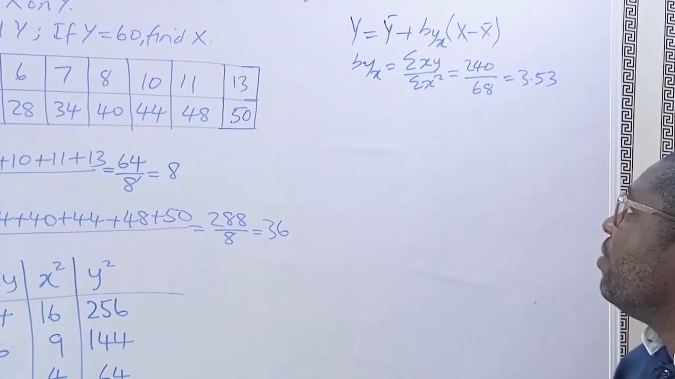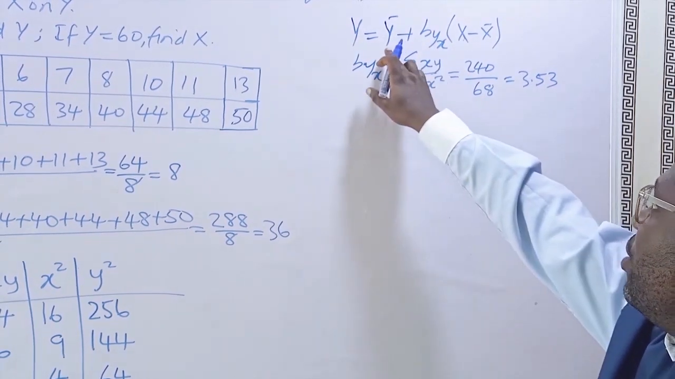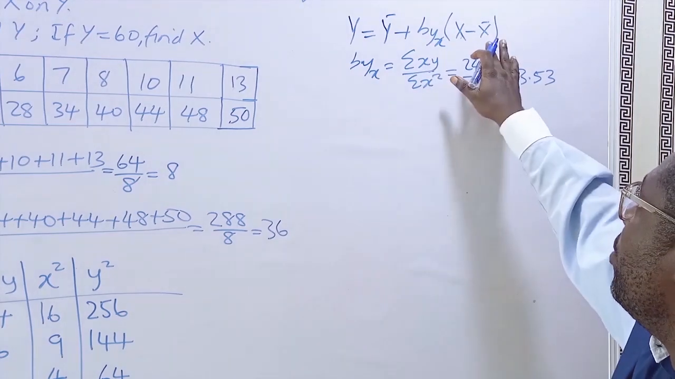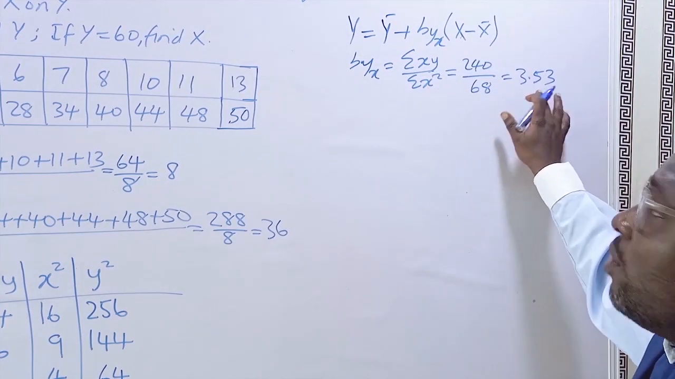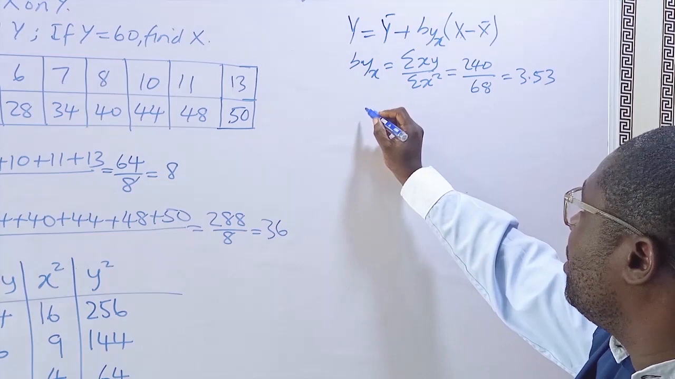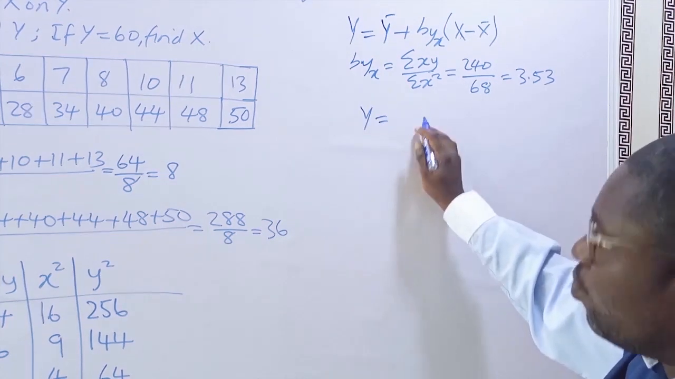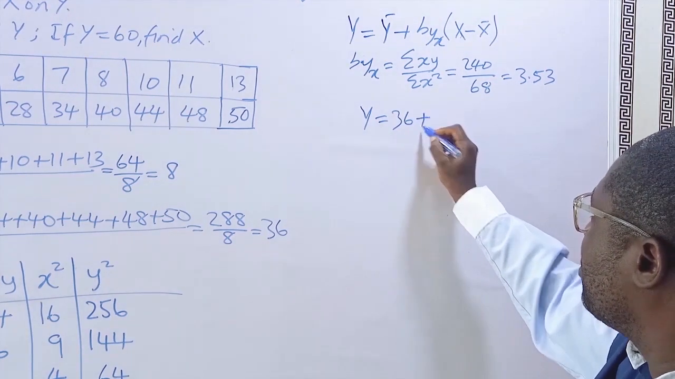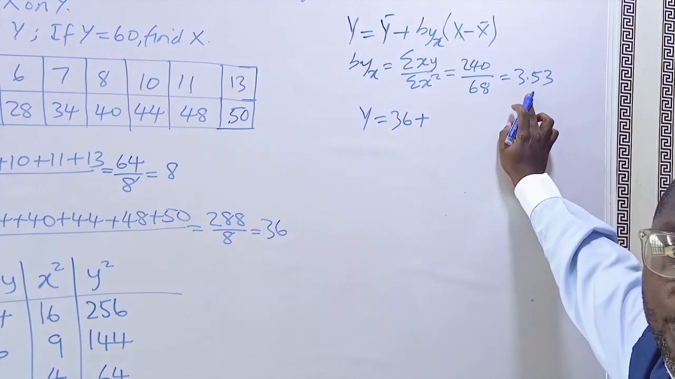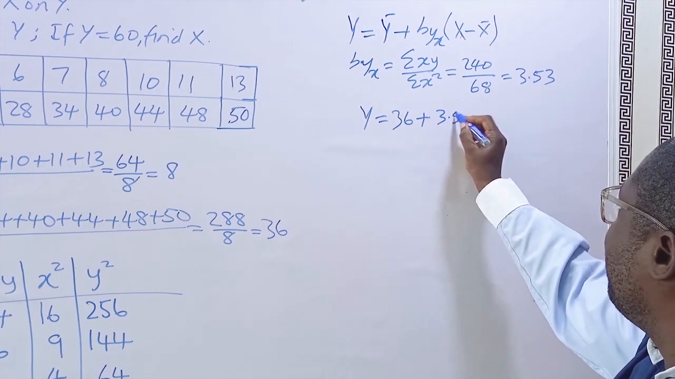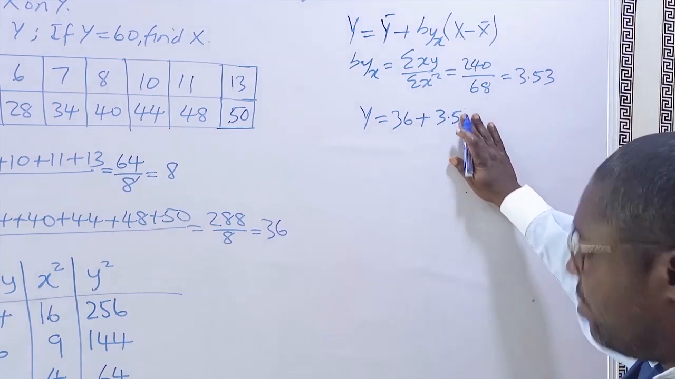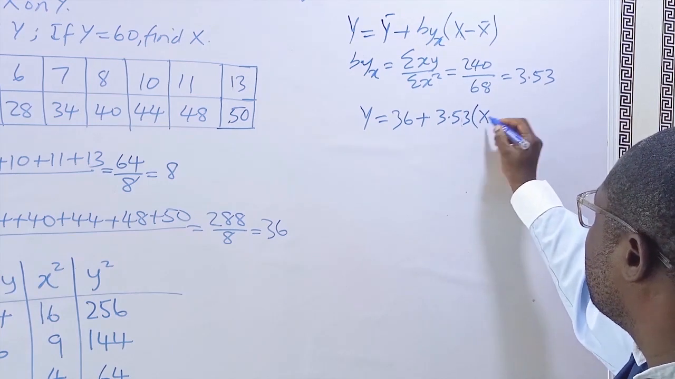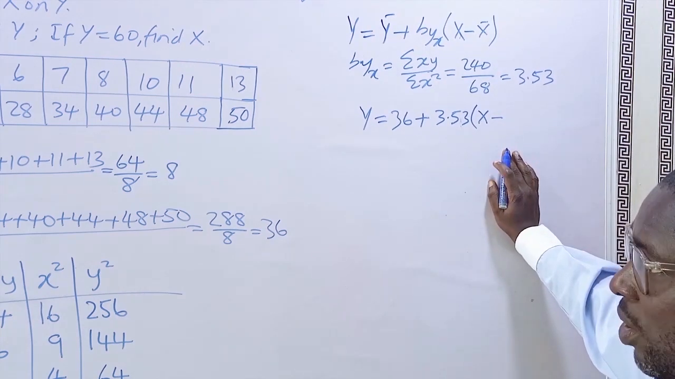If we find the ratio of this, it will give us 3.53. We use this because we know y bar, we've already determined that earlier. We know x bar, we're looking for x, and we now have this one. So that means the regression equation will be given as y bar, which is 36. So 36 plus, we now have our slope, which is 3.53, into x minus x bar, which is what?